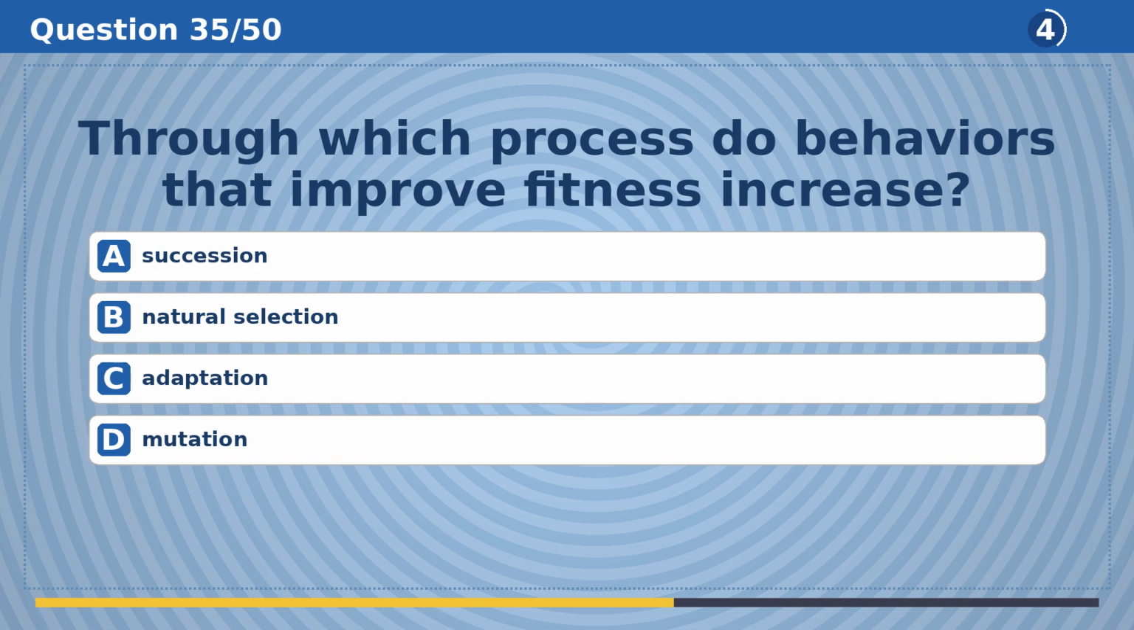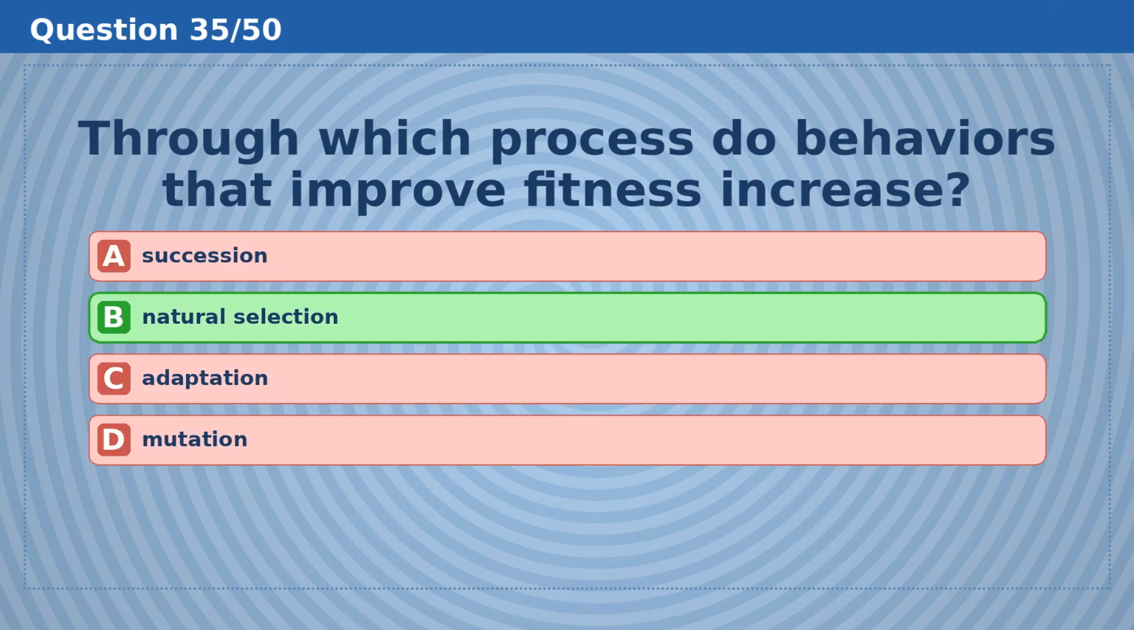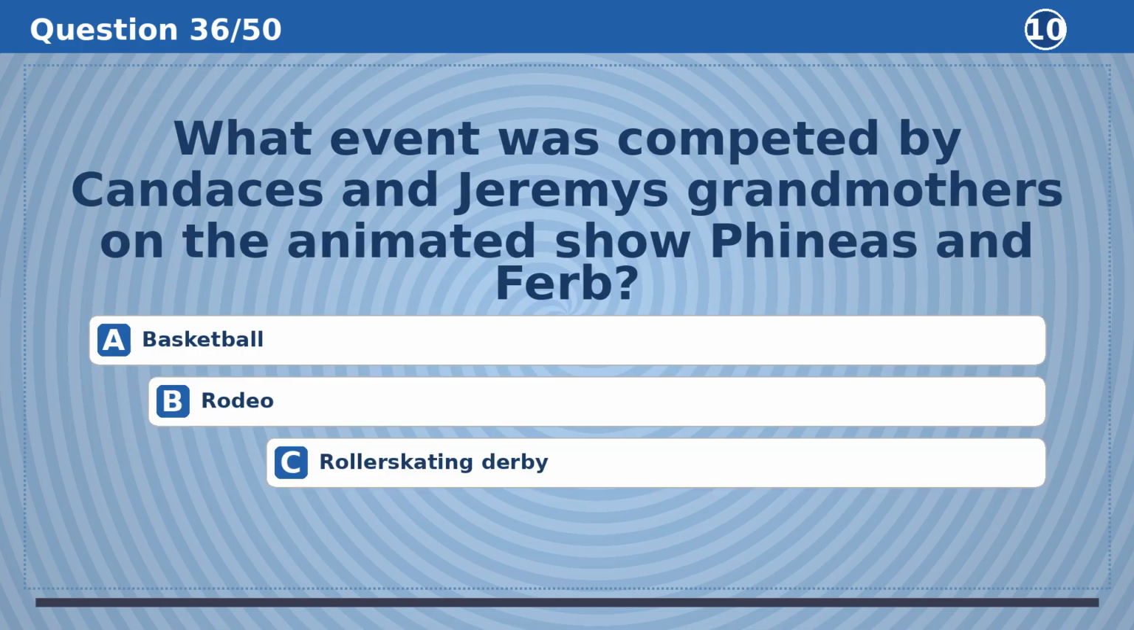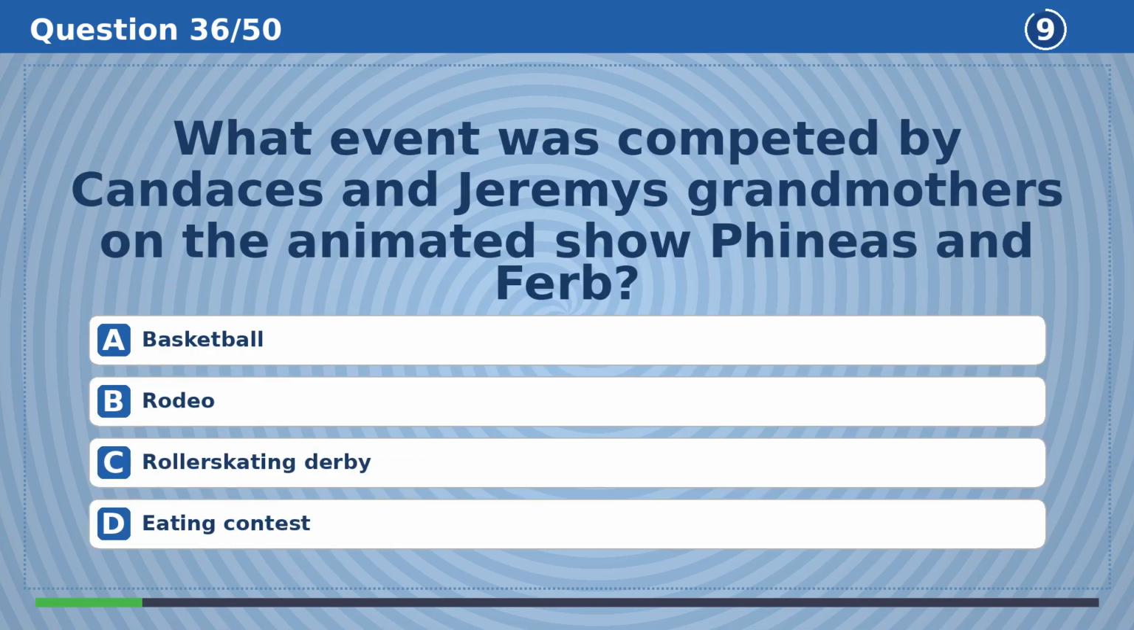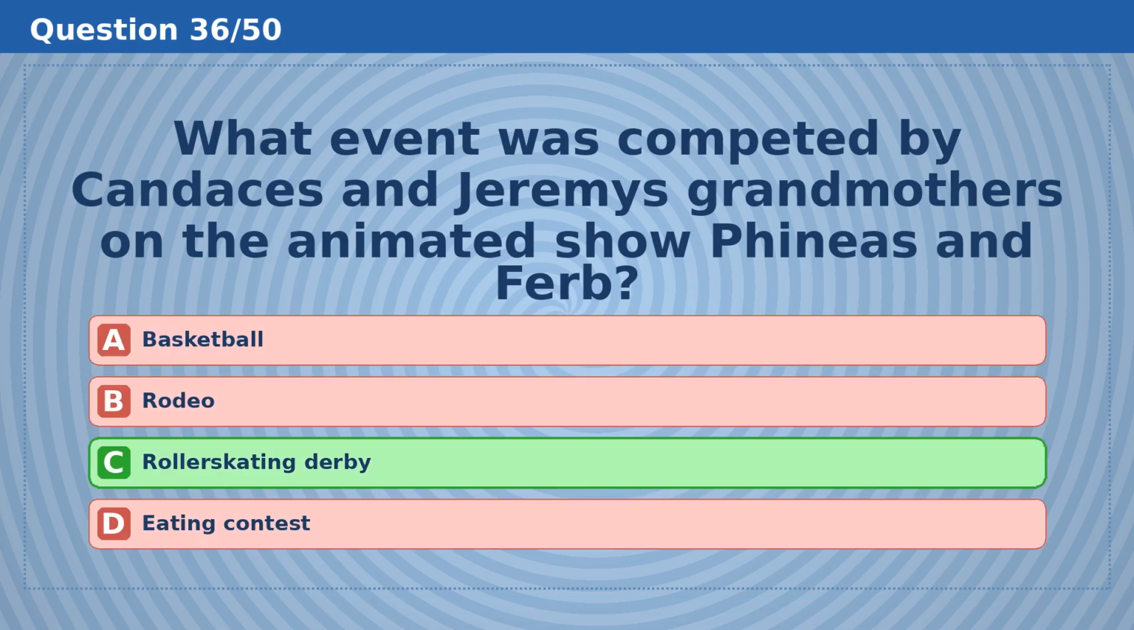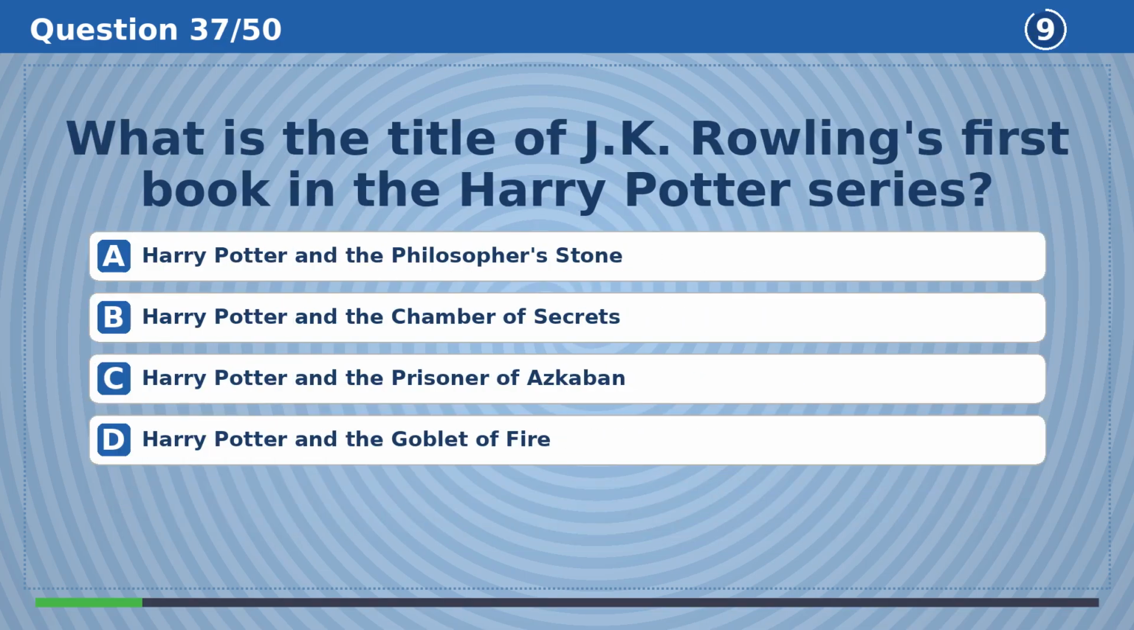Through which process do behaviors that improve fitness increase? The answer is B. Natural selection. What event was competed by Candace's and Jeremy's grandmothers on the animated show Phineas and Ferb? The answer is C. Roller skating derby.